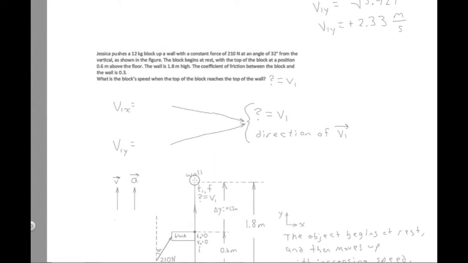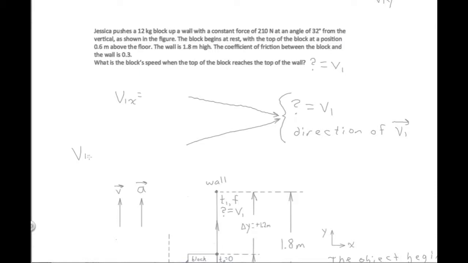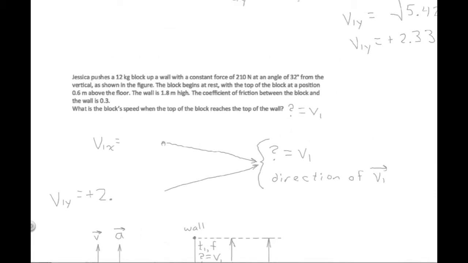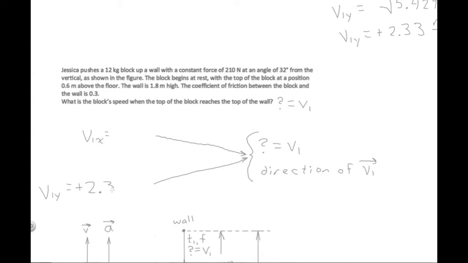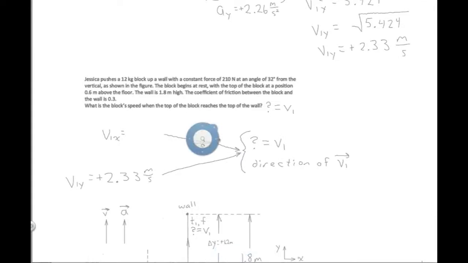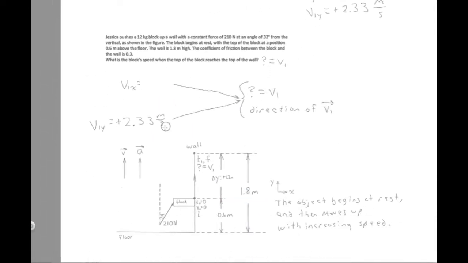This is time 1 at the top of the wall. What were the components of the velocity? Well, we just figured out the y component. The y component of the velocity when we reach the top of the wall, as we just figured out, is positive 2.33 meters per second. And what's the x component? Well, the object is moving vertically. It's motionless horizontally. And therefore the x component is 0.